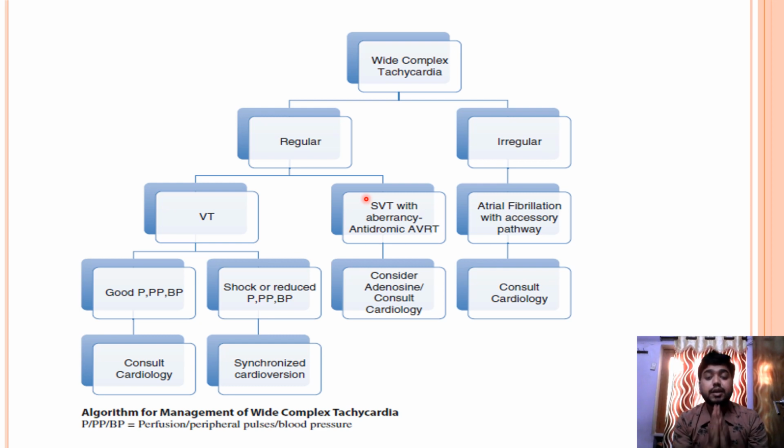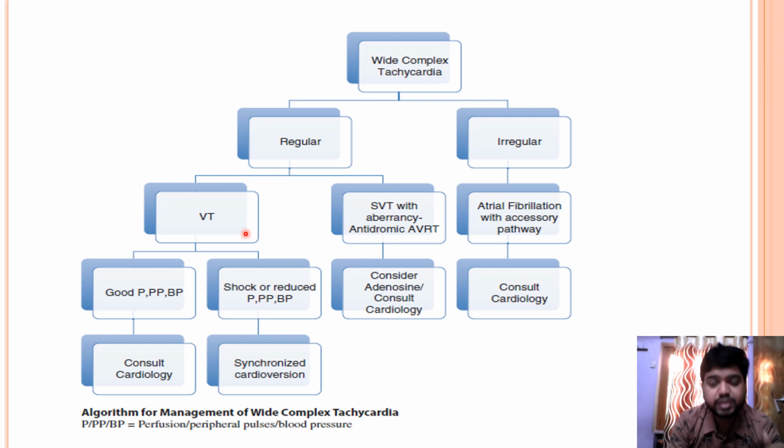Narrow complex tachycardia happens only when it is conducting normally, when the AV node and everything else is normal. But once the conduction becomes aberrant, it becomes wide complex tachycardia. So here adenosine is the drug of choice, because the problem is predominantly supraventricular. Your drug of choice remains adenosine.